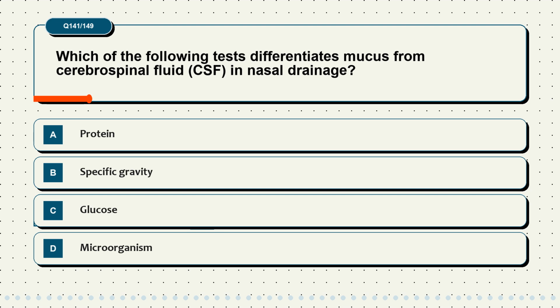Question 141. Which of the following tests differentiates mucus from cerebrospinal fluid, CSF, in nasal drainage? Here are the options. Option A. Protein. Option B. Specific gravity. Option C. Glucose. Option D. Microorganism.